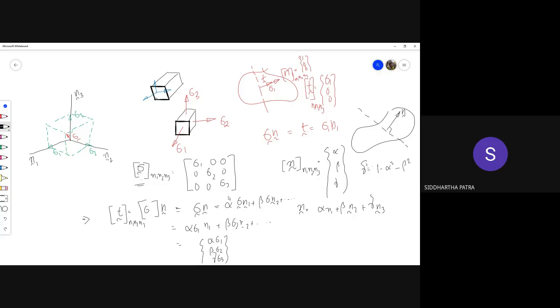If you directly multiply this with this one, you are supposed to get the same answer. But for that, you need to have a representation with respect to the n1, n2, n3 coordinate system, which we are doing indeed. But even if we didn't take the principal directions, we'll still be getting the same expression. That's the point.